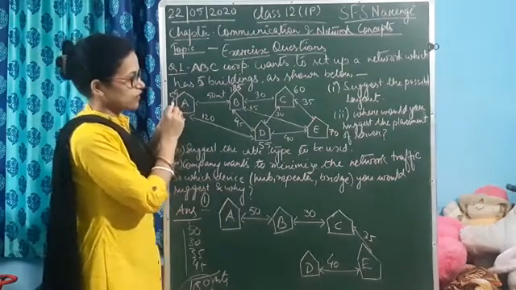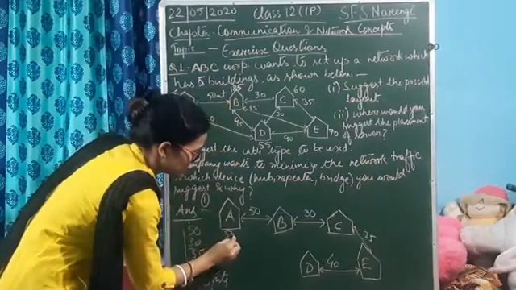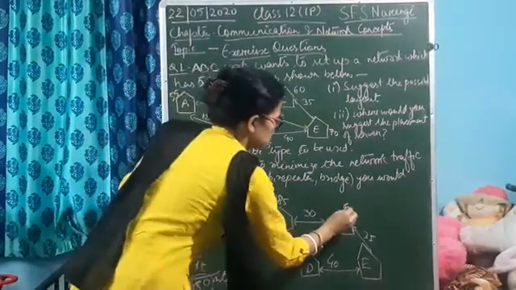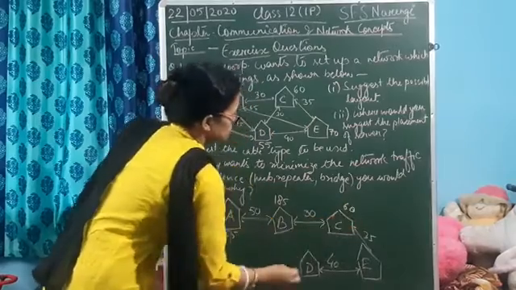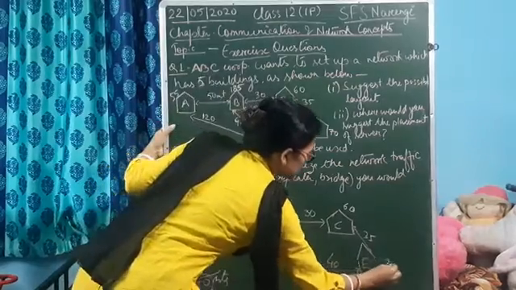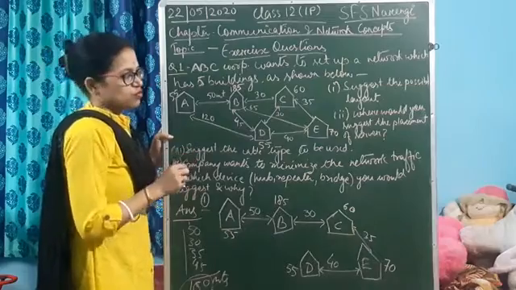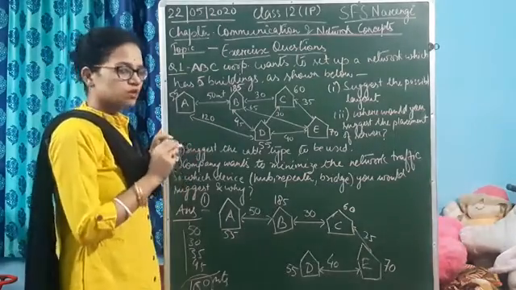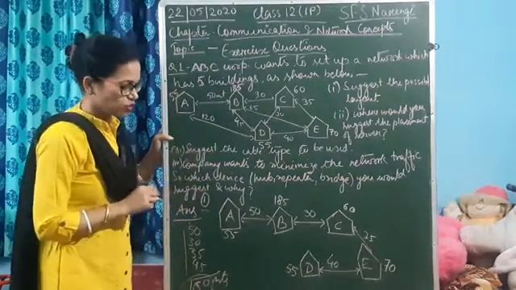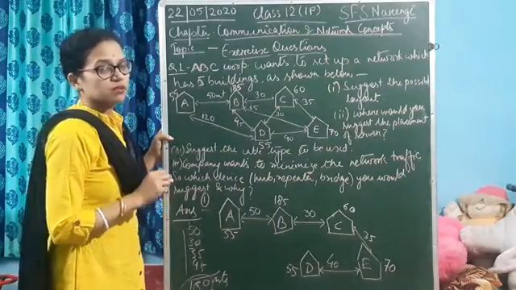A consists of 55 computers, B consists of 185 computers, C consists of 60 computers, D consists of 55 computers, and E consists of 70 computers. So always remember, for this type of question, whenever it asks which building the server should be placed in, out of these 5 buildings, always think that it will be the most suitable place where the number of computers is the maximum.